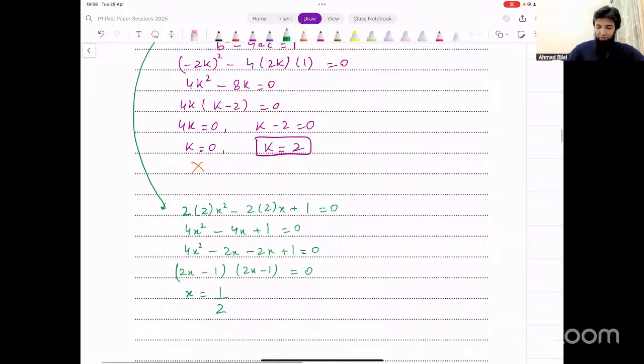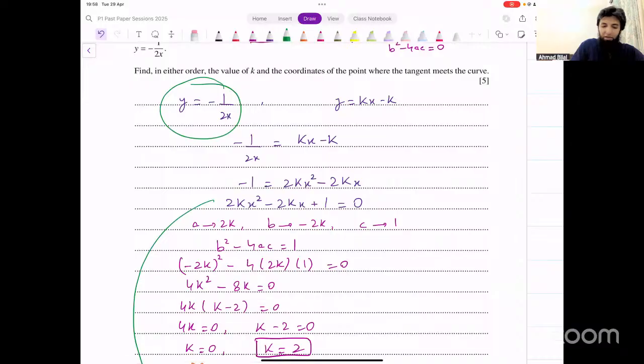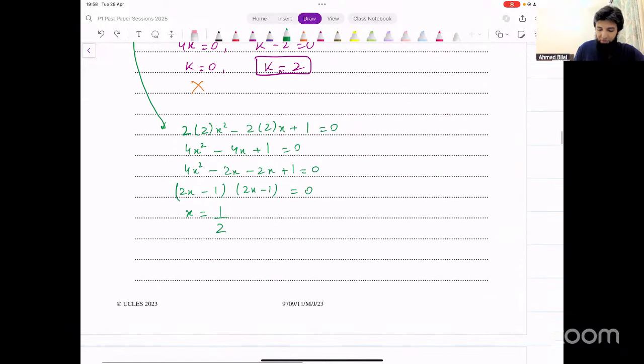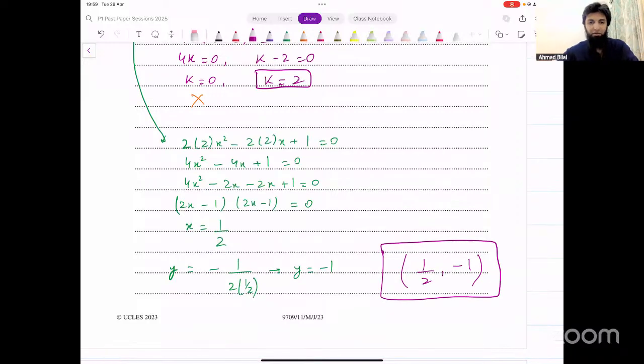What about the corresponding y coordinate now? Put it back in any one of those two equations. I can input that here. y equals minus 1 over 2x. What does that give us? y equals minus 1 over 2 into x. x is 1 over 2. And that results in y equals minus 1. So the point that we were looking for turns out to be 1 over 2 and minus 1. And that's the final answer. The value of k is 2. And this is the point where the line meets the curve.